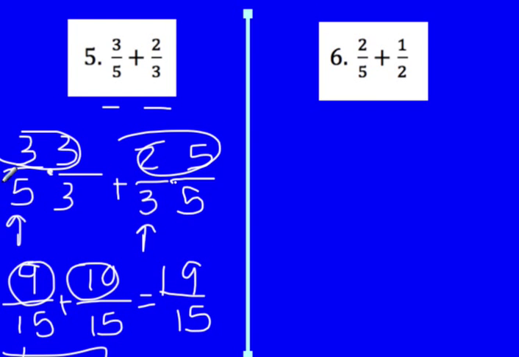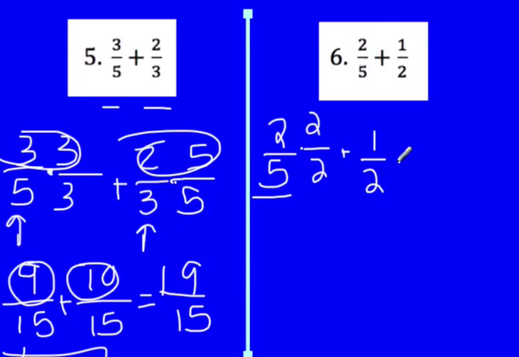Taking a look at number 6 now. So we have the fraction 2 over 5. And we need to figure out what's the smallest number that 5 and 2 both multiply to. Well, the smallest number they both multiply to is 10. So in order for 5 to go to 10, I need to multiply by 2 over 2. Then I have 1/2. Now, what's the smallest, I need to get it to 10, sorry.